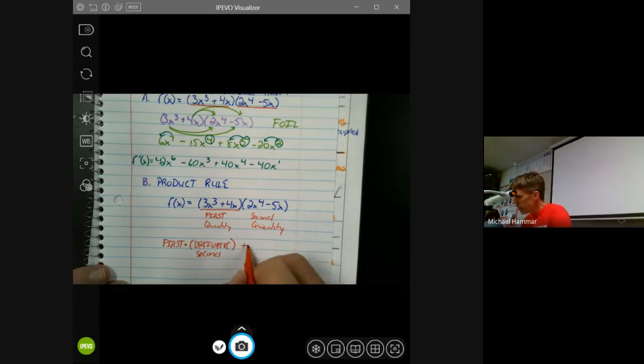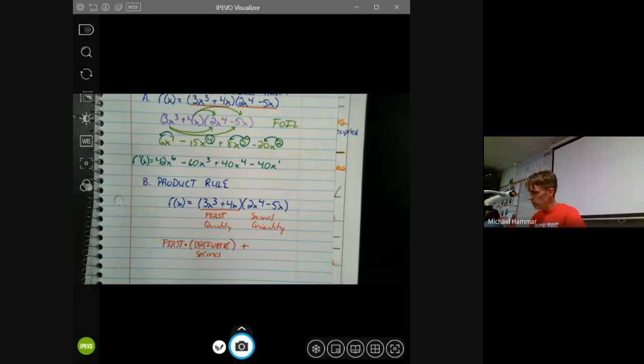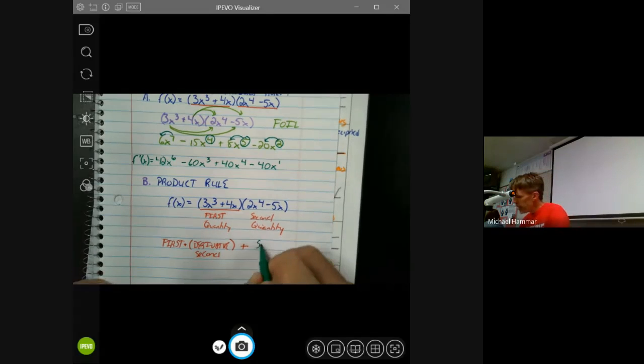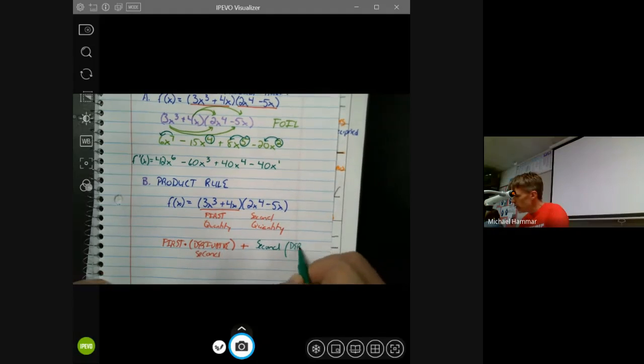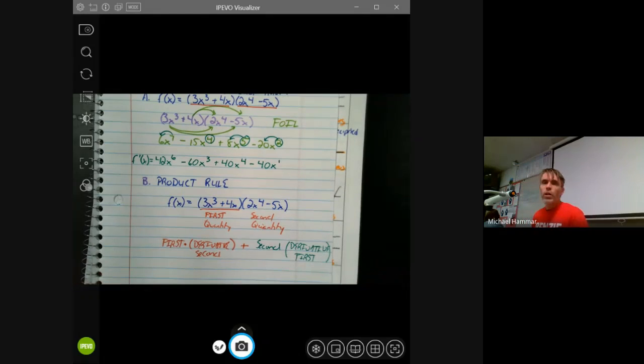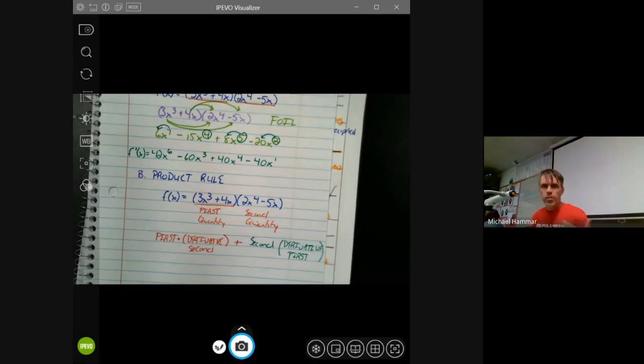Then we're going to add to it the second times the derivative of the first. Okay? So the product rule basically says take the first one, whatever it is, don't change it, multiply it times the derivative of the second, and then take the second one and multiply it times the derivative of the first.